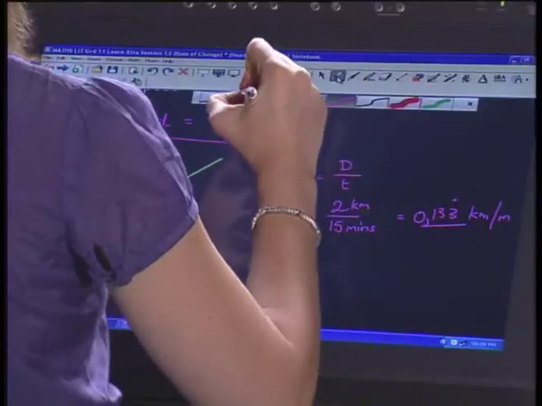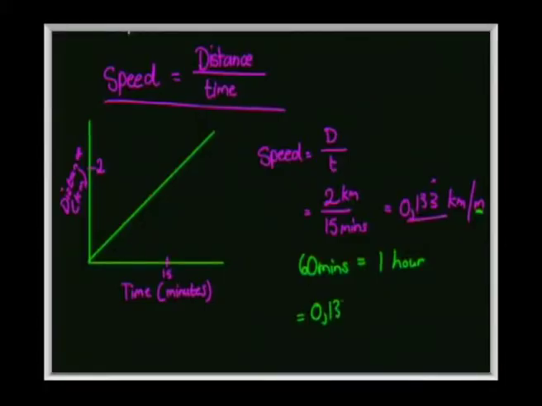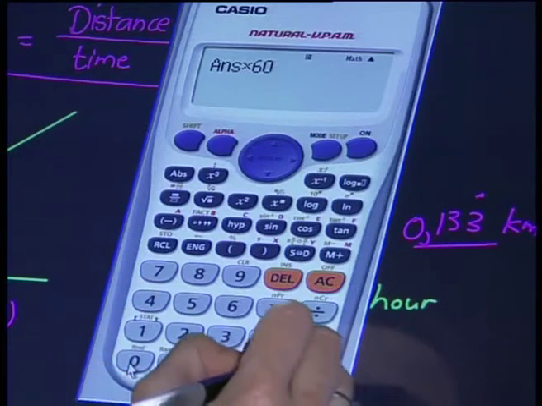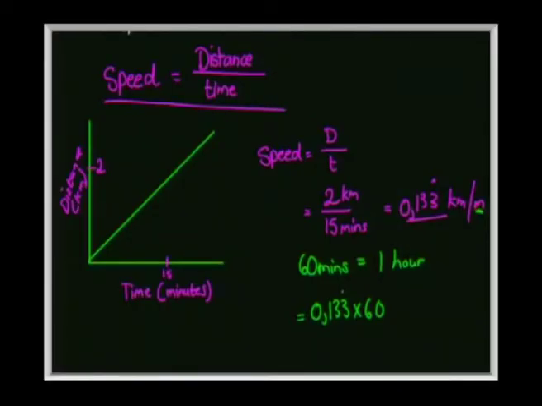Now, I hope you all know that there are 60 minutes in 1 hour. To get from minutes to hours, we always multiply by 60. And we can do the same with this answer. 0,133 recurring multiplied by 60. Let's see what we get. We've got it on the calculator. Multiply it by 60 and we get 8. And over here, our answer, now that we've multiplied by 60, is 8 kilometers per hour.